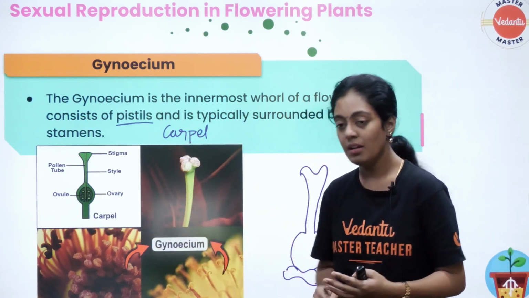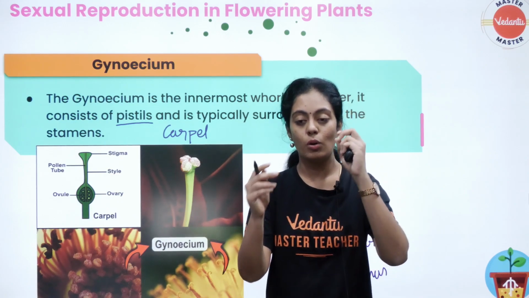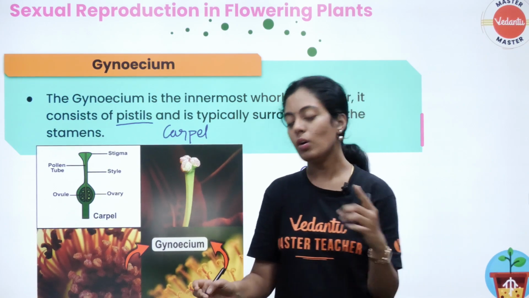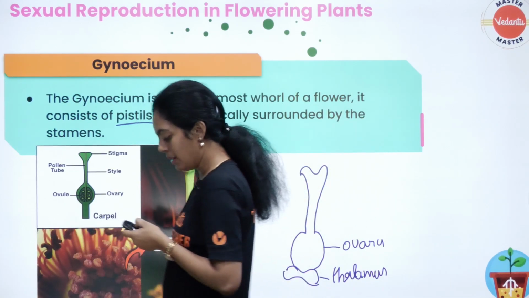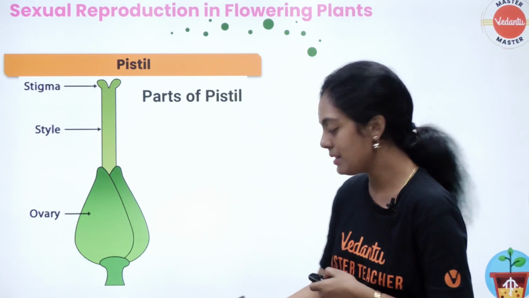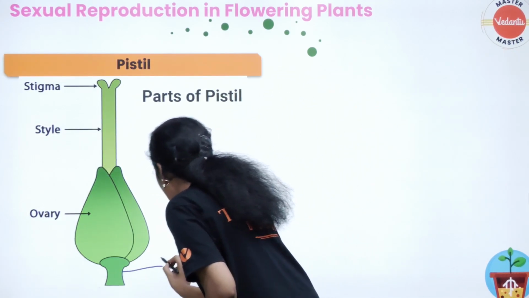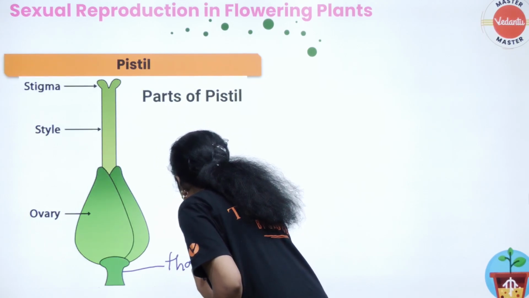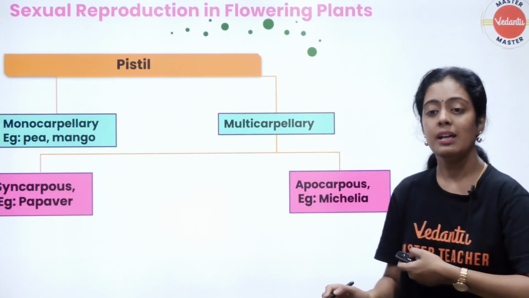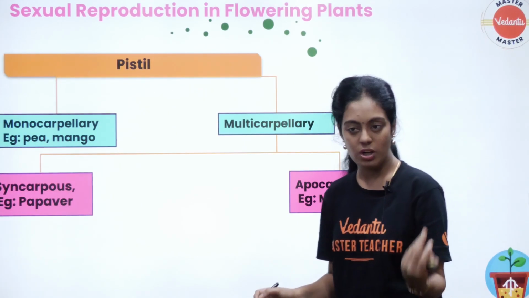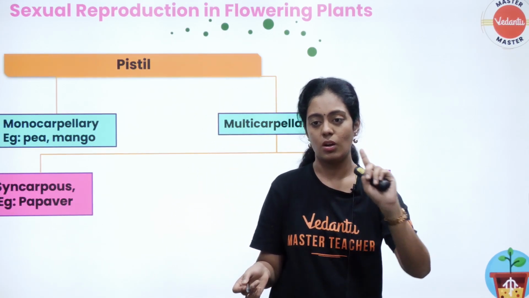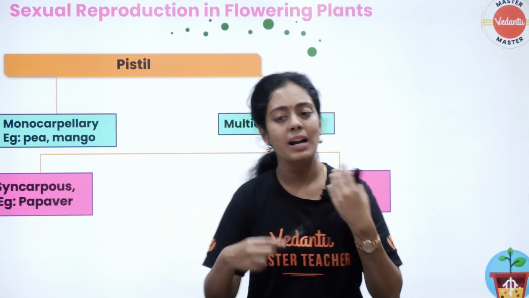You can see here. Each flower may have one carpel, so we call it monocarpellary. A flower can have multiple carpels, then we call it multicarpellary. These are the parts of your pistil, and this stalk-like structure is called the thalamus. Remember this very carefully. Now a pistil, as I already told you, can be monocarpellary, that means it has a single pistil, or multicarpellary, where it has multiple pistils.